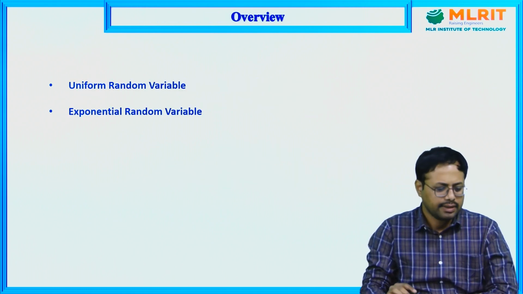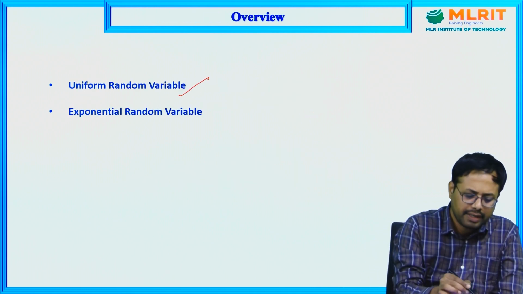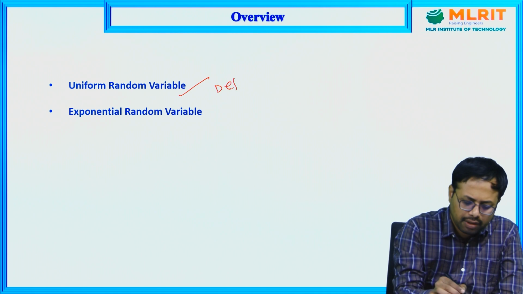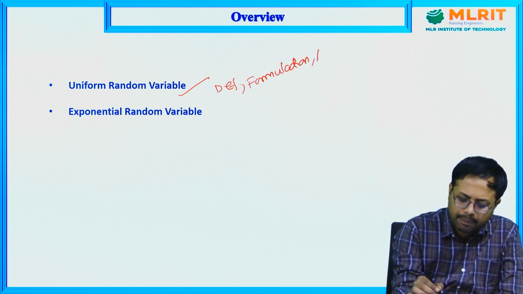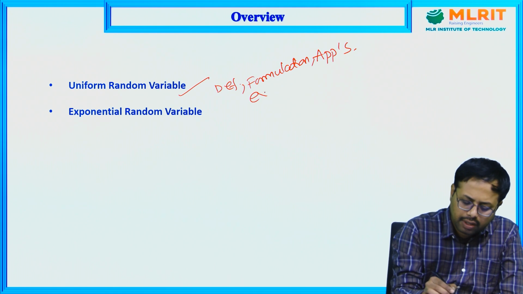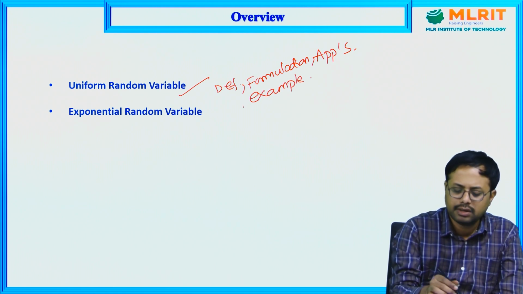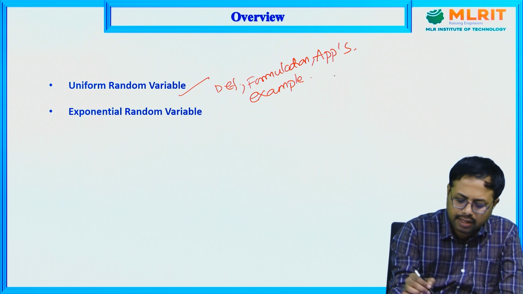Today's content is the uniform random variable: the definition of the uniform random variable. Next, what is the formulation of the uniform random variable? Next, what are the applications of the uniform random variable? Next, an example of a uniform random variable, with a problem that we are going to discuss next.